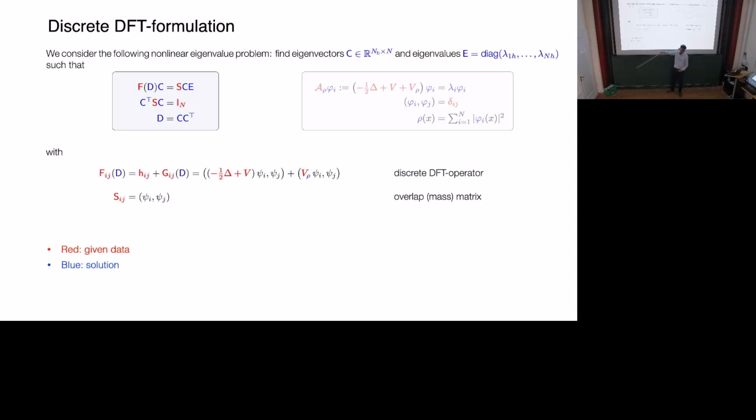S is what you would call the mass matrix, or physicists and chemists would call it the overlap matrix. That's also a matrix with the eigenvectors, and this is the energy. It's just a diagonal. So this is an eigenvalue problem, but the Hamiltonian here depends on the solution itself. That makes it nonlinear.